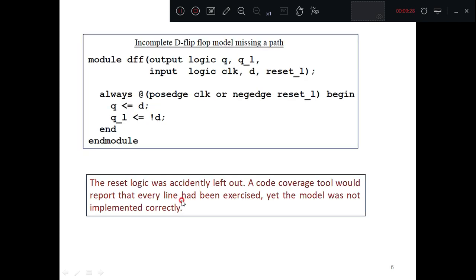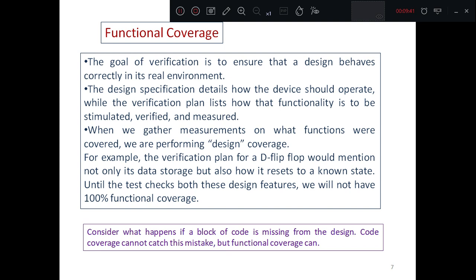But for code coverage, either this is executed or this is executed. Let us say this is executed, then also the code coverage reports that every line has been exercised. For functional coverage, that is not the case. Every specification and every bit of the design features are to be verified, and only then does it give 100% functional coverage.